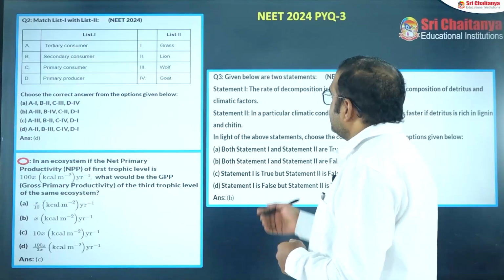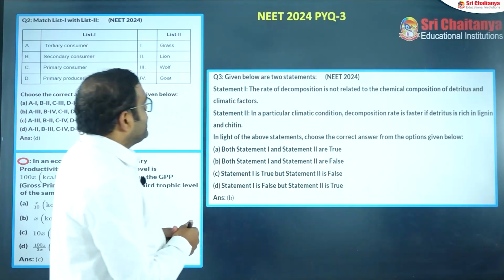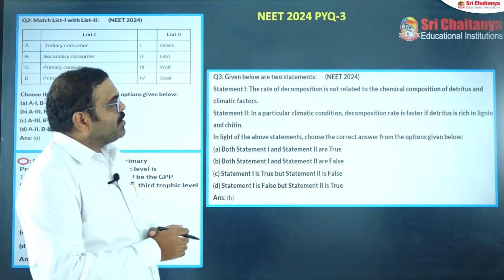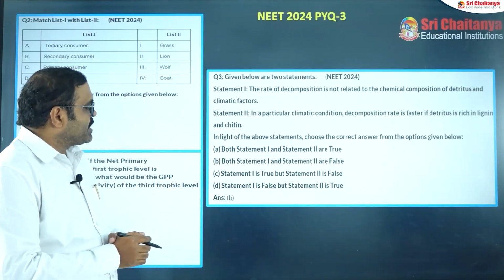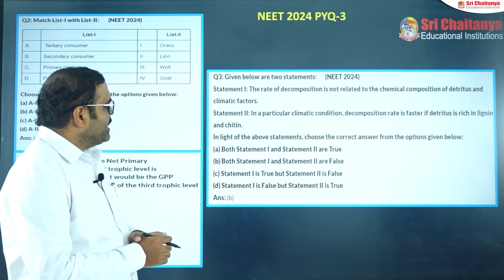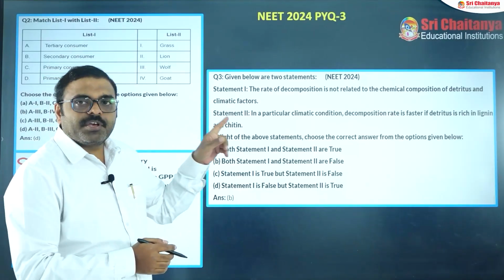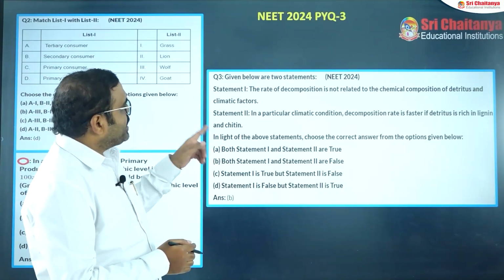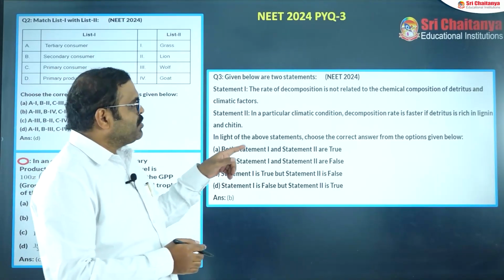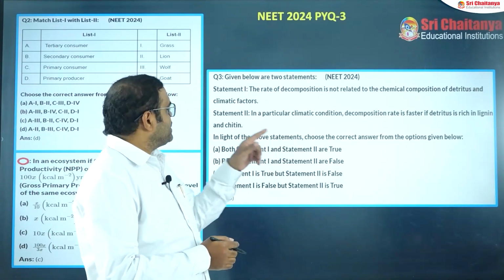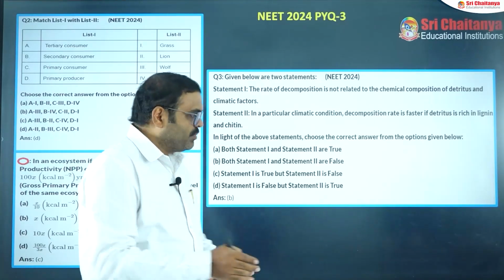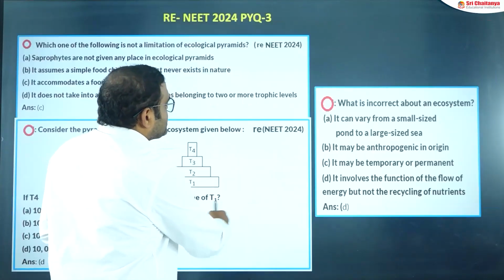Then next one gives 2 statements regarding ecosystem. Statement 1: the rate of decomposition is not related to the chemical composition of detritus and climatic factors. In this condition, it is definitely related to chemical composition. Statement 2: in particular climatic conditions, decomposition rate is faster in detritus enriched with lignin and chitin. Lignin and chitin reduce the decomposition speed, that we know. That's why both statements are false.